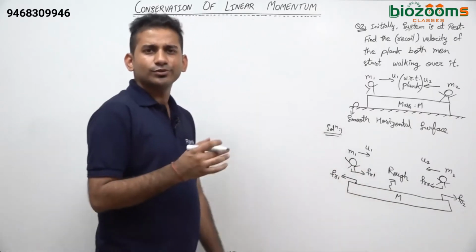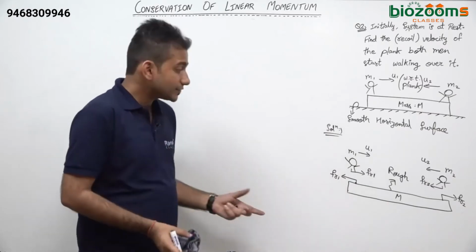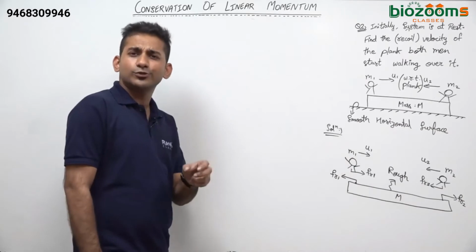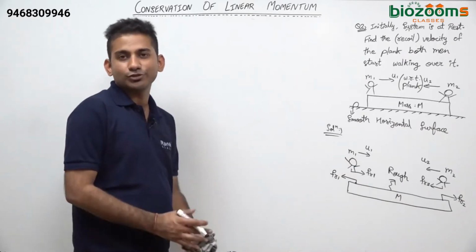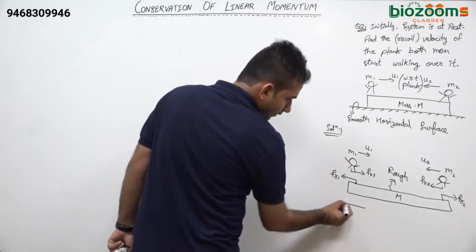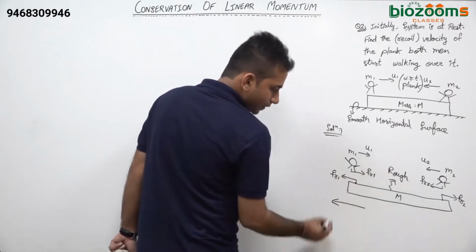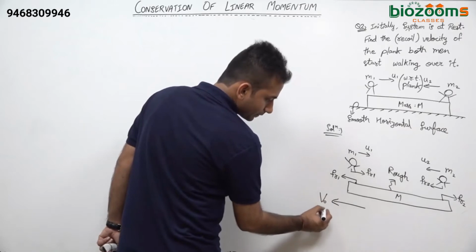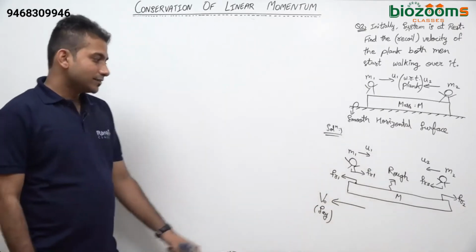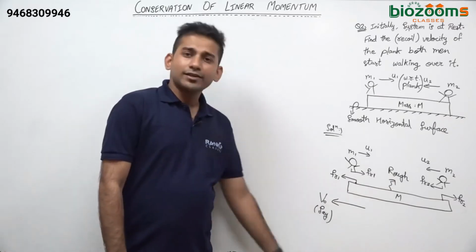So obviously, in order to determine the recoil velocity, as we don't have any idea regarding the numerical values, we must be assuming a certain direction of motion of the plank, right? So let us say that Fr1 dominates over Fr2. So let us say that the plank attains a final velocity v0 towards the left.